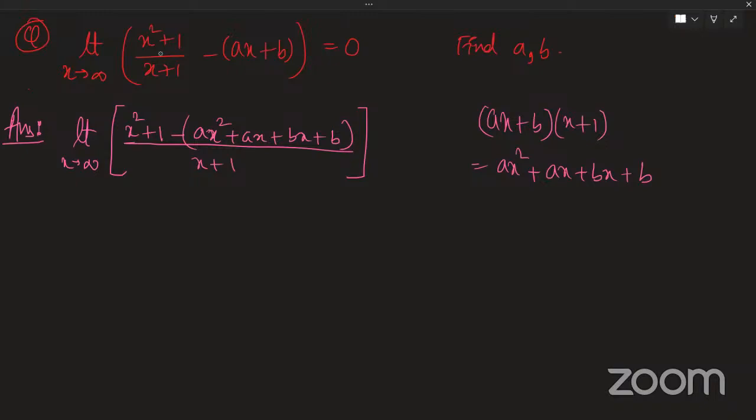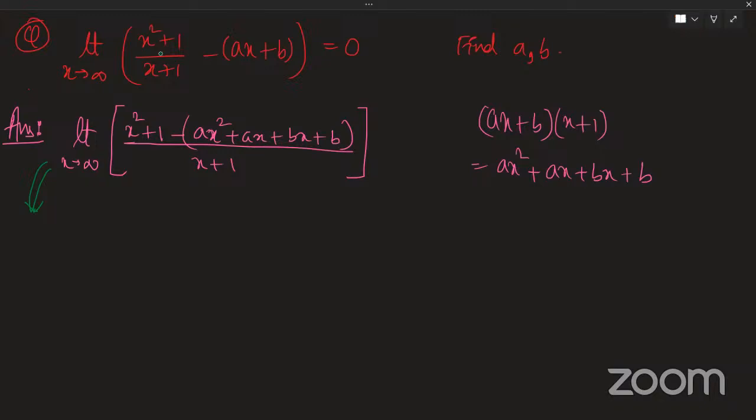Which form is this? Infinity by infinity. Great. Infinity by infinity. Do I already have a trick with me to solve infinity by infinity form? Yes, sir. What is the trick? Higher order. Great. Look at the highest power terms.